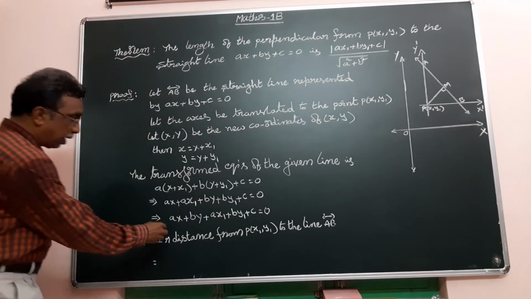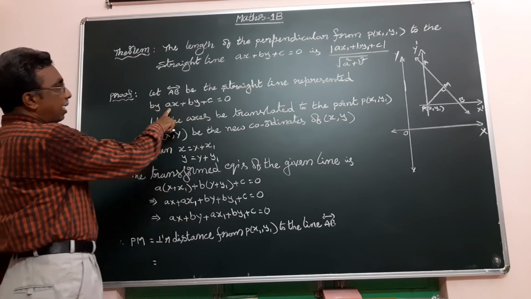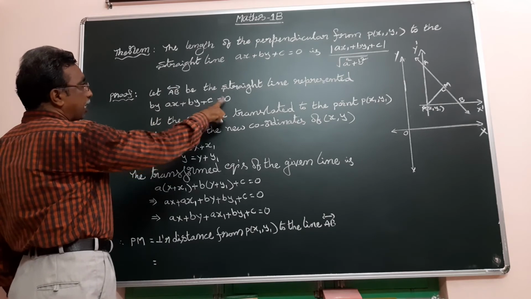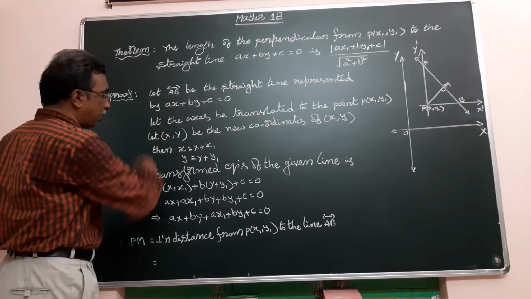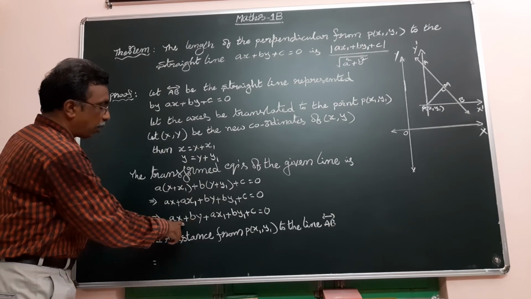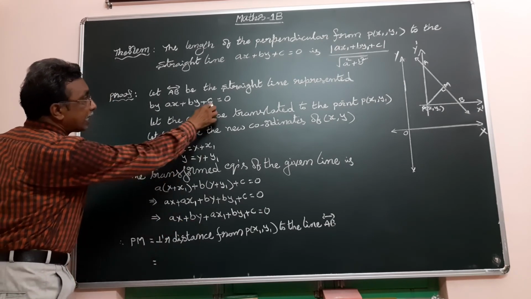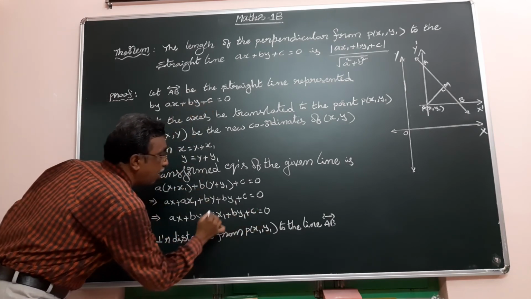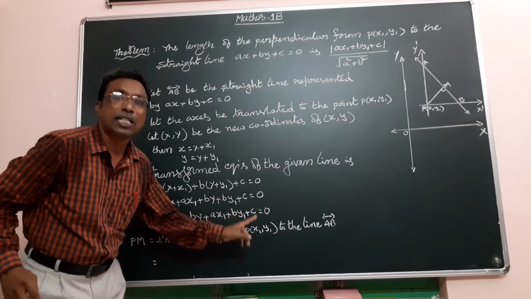So observe this one. This one is the given line equation ax plus by plus c equal to 0. This is the transformed equation. Transformed equation means the new form with respect to the new axis. A capital X plus b capital Y plus c. What is the c value? a x1 plus b y1 plus c.